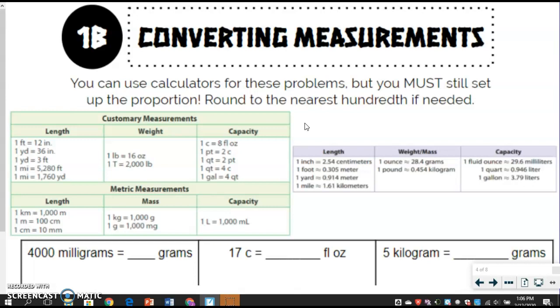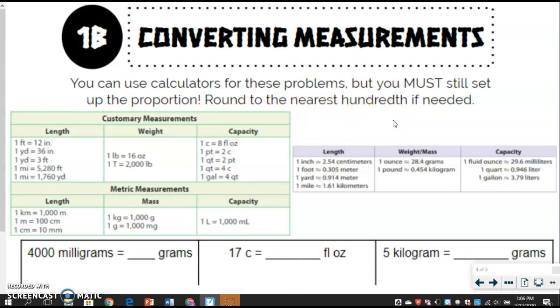You can use calculators, but we will be setting up the proportions. So pause your video and go get a calculator if needed. If you have one already, go ahead and have it ready to go. For all these problems, we will still set up the proportion. We'll use the calculator to actually do the math. And then if needed, we will round to the nearest hundredth. We'll talk about that when we get there, okay?